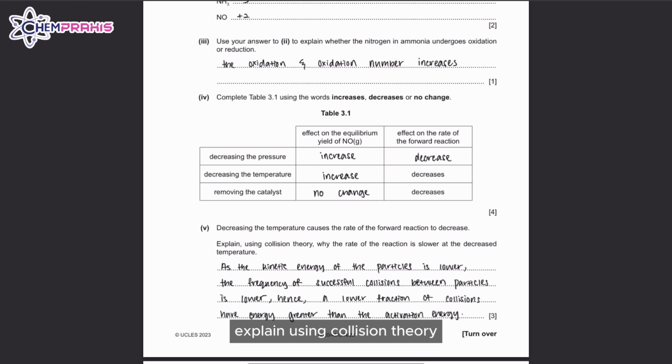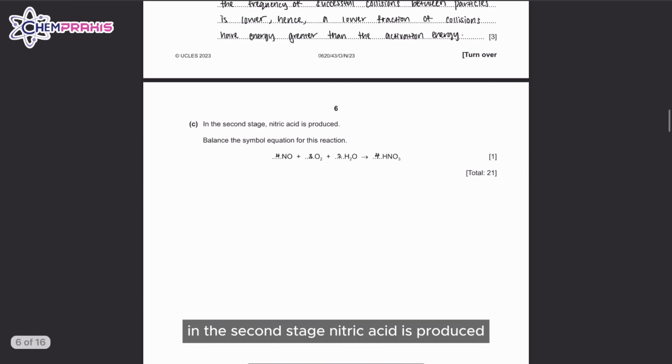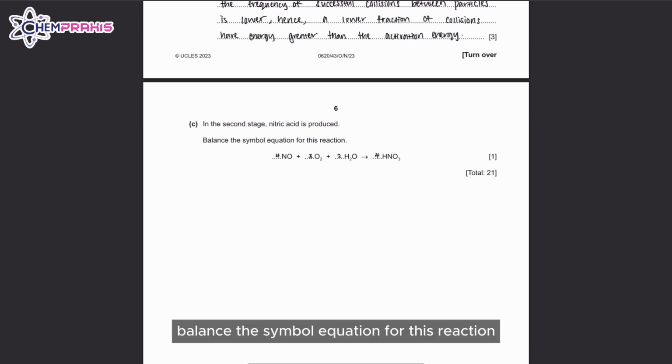Explain using collision theory why the rate of the reaction is slower at the decreased temperature. As the kinetic energy of the particles is lower, the frequency at which collisions are successful between particles is also lower. Hence, a lower fraction of collisions have energy greater than the activation energy. In the second stage, nitric acid is produced. Balance the symbol equation for this reaction. Ensure that all elements have the same amount on both sides. The balanced equation should look like this.